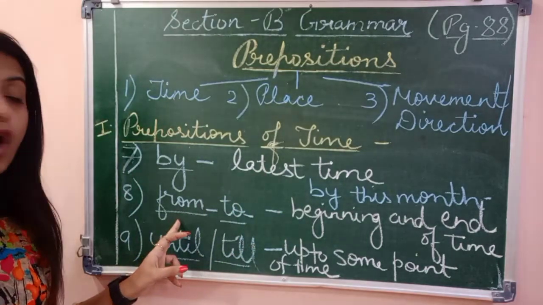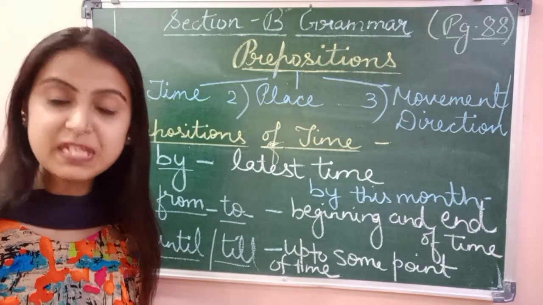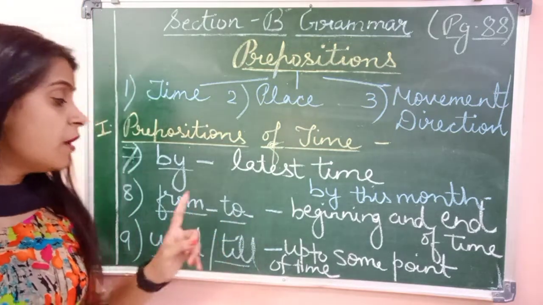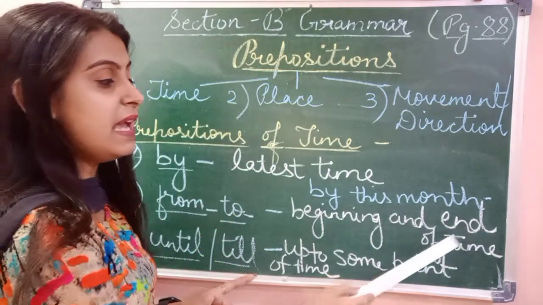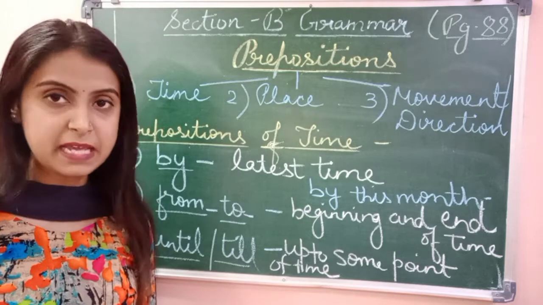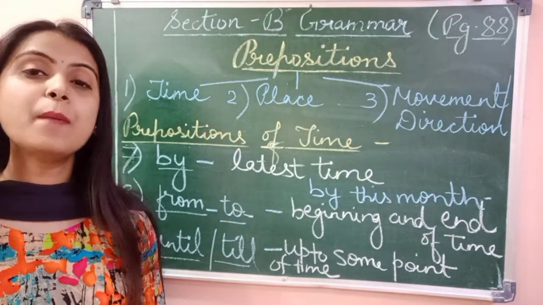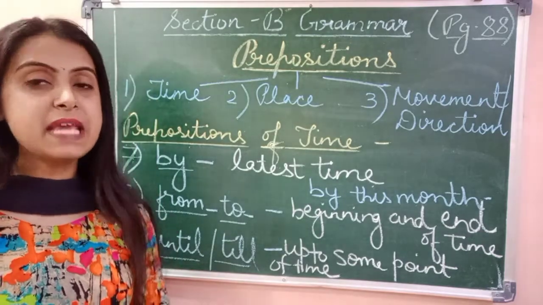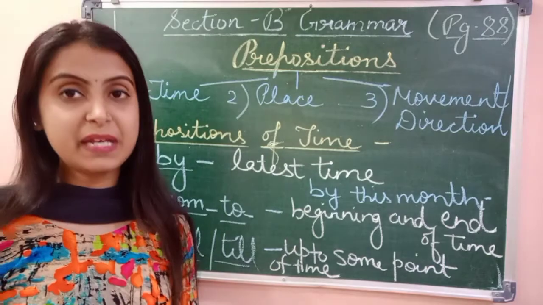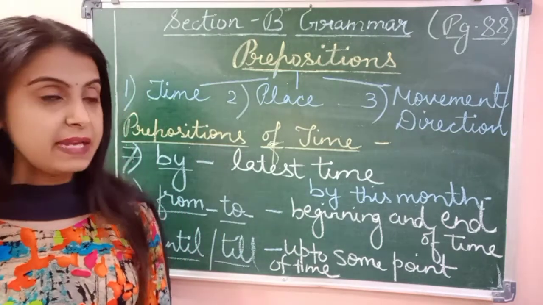Then from and to. From and to are generally used together. From shows the beginning time and to shows the end of time, the ending time. For example, I say the school functions from 8 a.m. to 12 p.m. So from 8 a.m. means 8 a.m. is the beginning time, and to 12 p.m. means 12 p.m. is the ending time.